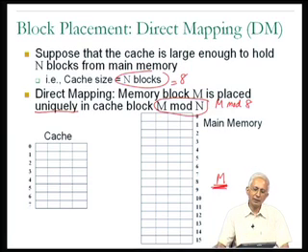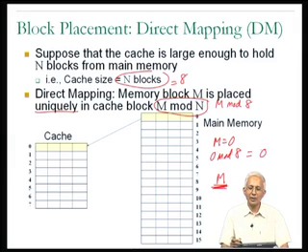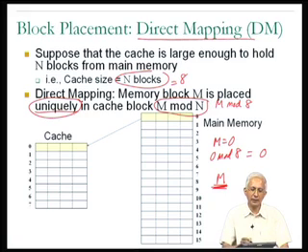So let's consider main memory block 0. So m is equal to 0. If I calculate 0 mod 8, I get 0. So I understand that if a main memory block is to be present in the cache, and I'm referring to a direct mapped cache, or a cache which uses direct mapped block placement, then main memory block 0 could be present only, hence the word uniquely, in cache block 0.